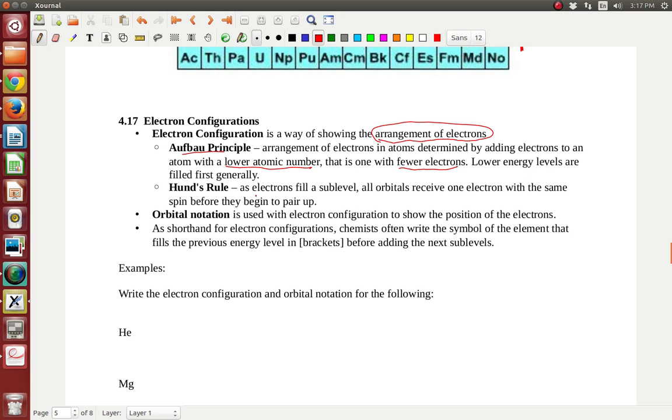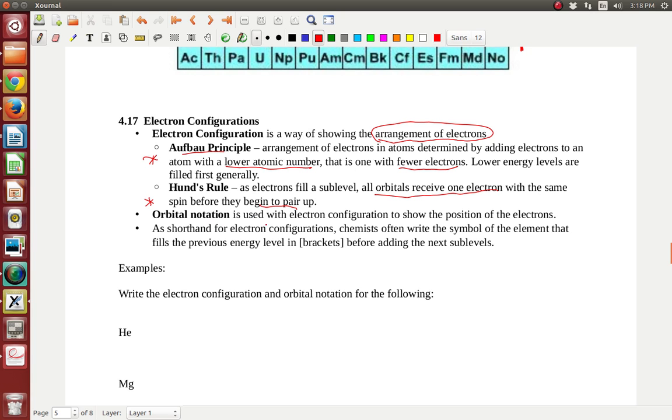Hund's rule: as electrons fill a sublevel, all orbitals receive 1 electron with the same spin before they begin to pair up. And so these will make more sense when I do the electron configurations with you. So you need to know the Aufbau principle and Hund's rule. I do believe they're in the study stack that I put up there for you.